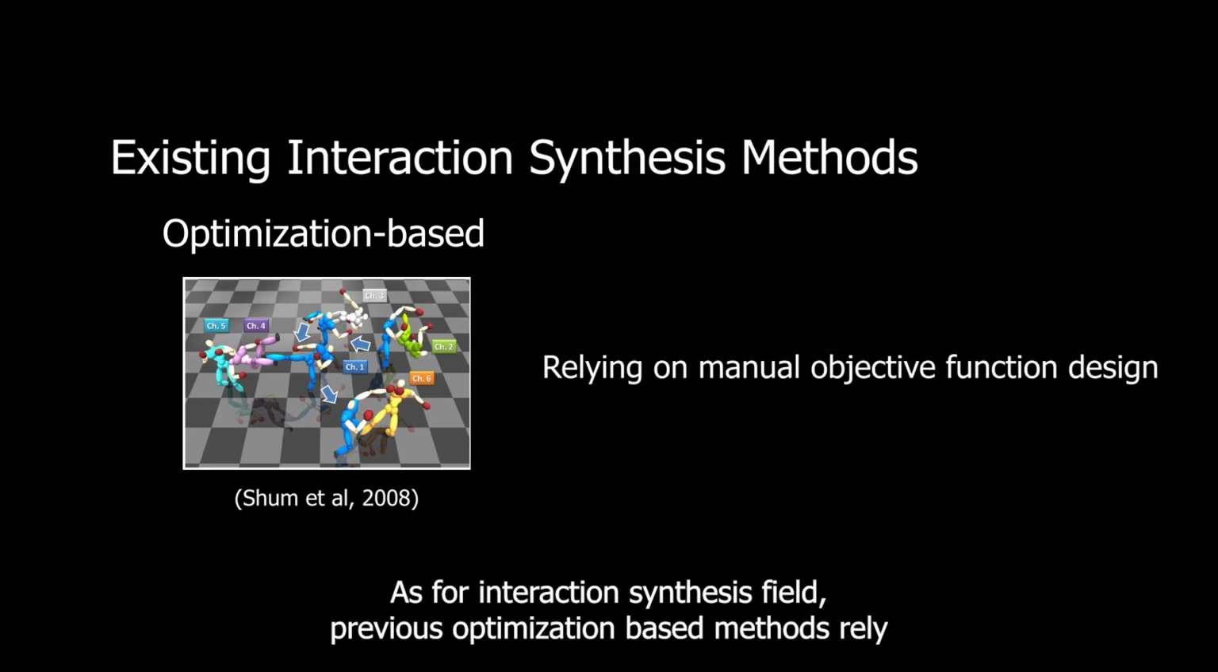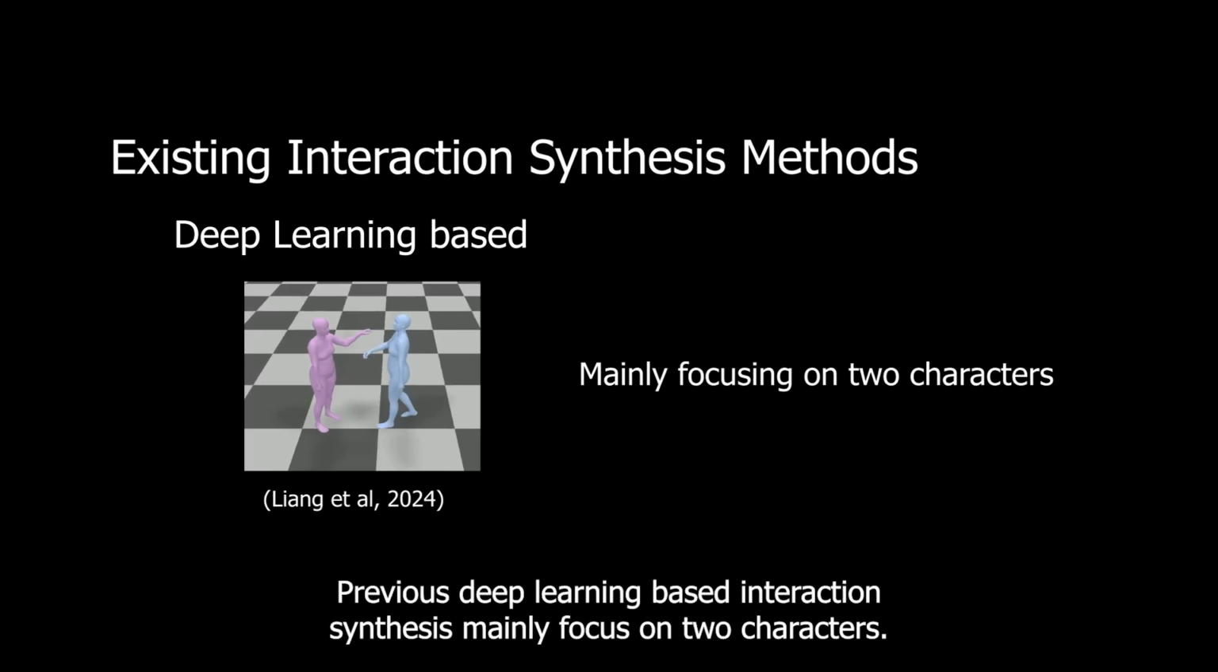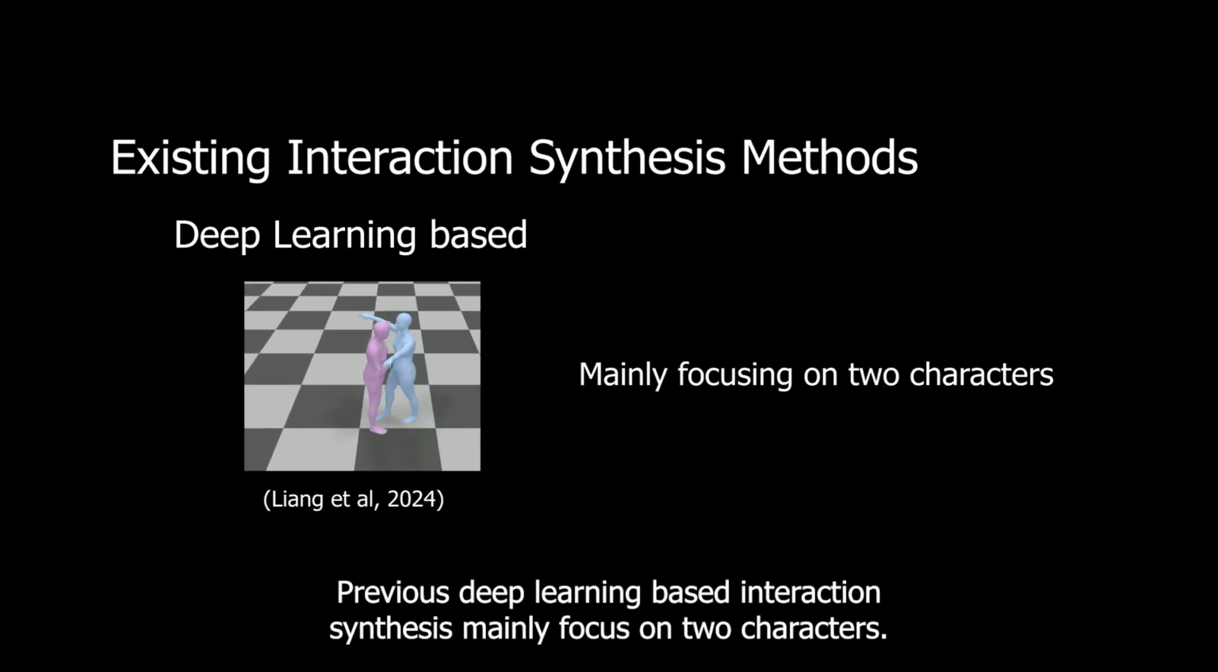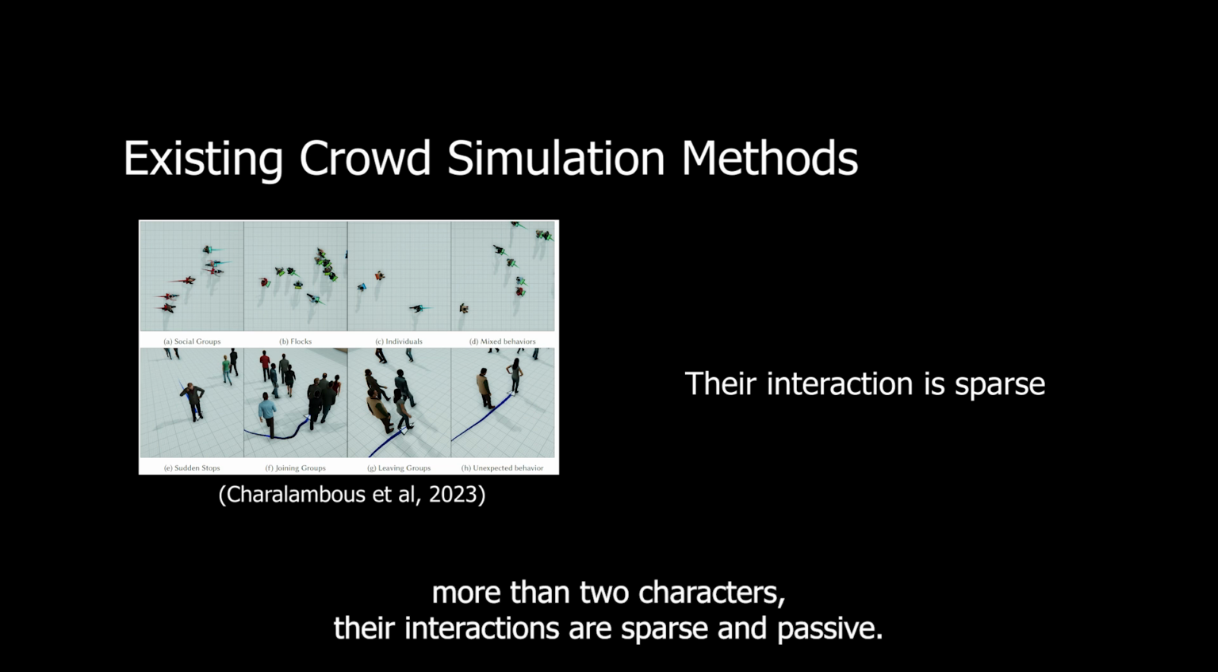As for the interaction synthesis field, previous optimization-based methods rely on manually designed objective functions that may not generalize well. Previous deep learning-based interaction synthesis mainly focuses on two characters. While previous crowd simulation methods consider more than two characters, their interactions are sparse and passive.